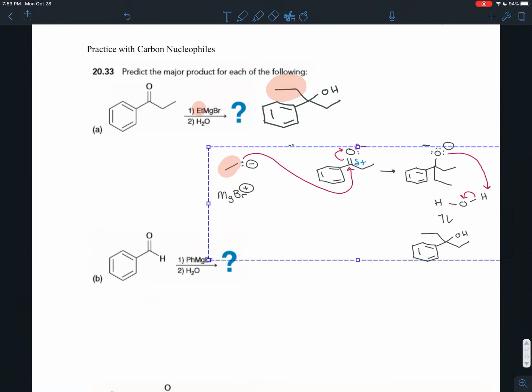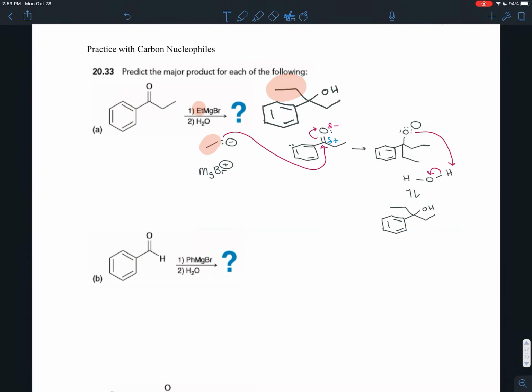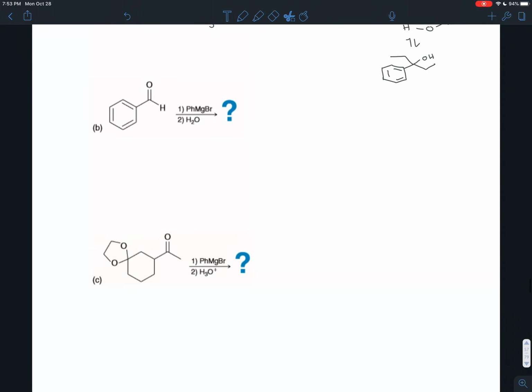Okay, let's try that same process with B. So Ph, that's standing for phenyl. That's what benzene is called when it's a branch. So that's a Ph, a benzene ring.